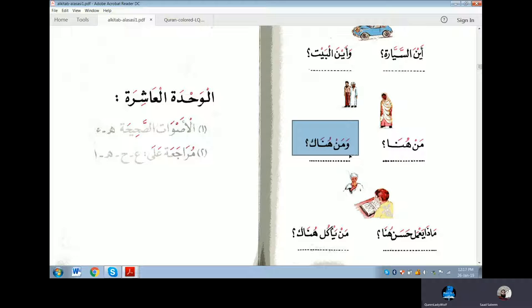Wa man hunaka. And who is there? Again, you can use any name. Use the name of some person like Trump, Obama, Khalid, Hassan. Give these two men a specific name. Okay, we have Jerry and Brown. Yes, Jerry and Brown hunaka.